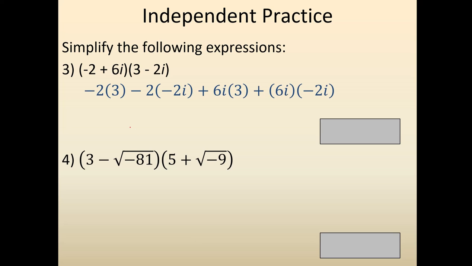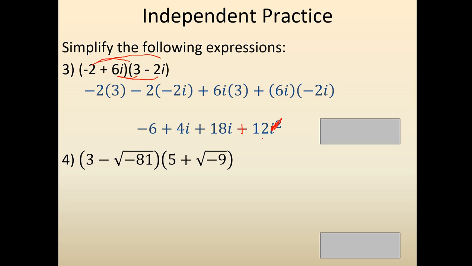Alright, so distribute the negative 2 times the 3 times the minus 2i. Distribute the 6i, 3 and minus 2i. This gets us minus 6 plus 4i plus 18i minus 12i squared. I squared drops out and turns into a plus 12.